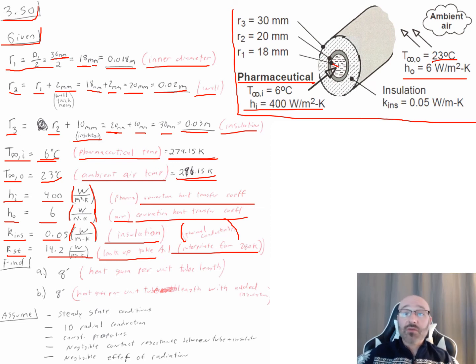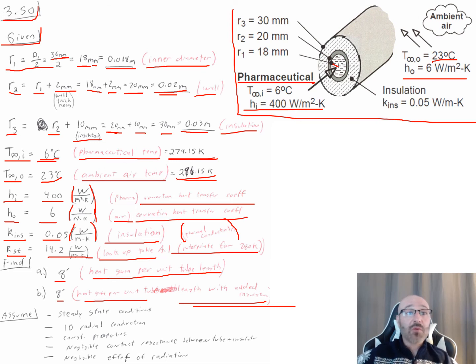Now that we have all of our given information, everything we've had to look up, everything we've had to convert, all in one location here in the correct units, we're going to ask ourselves, what are they asking us to solve for? Well, we need our Q prime right here, our heat gain per unit length of the tube, and in part B, our heat gain per unit length of the tube when we've considered this added insulation.